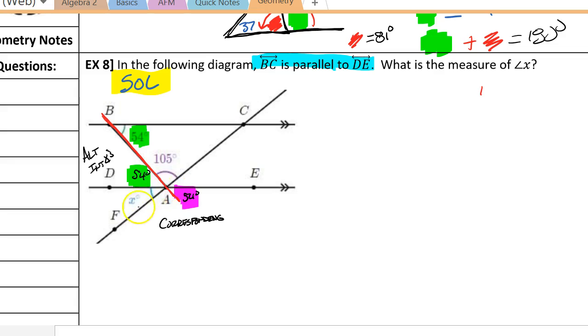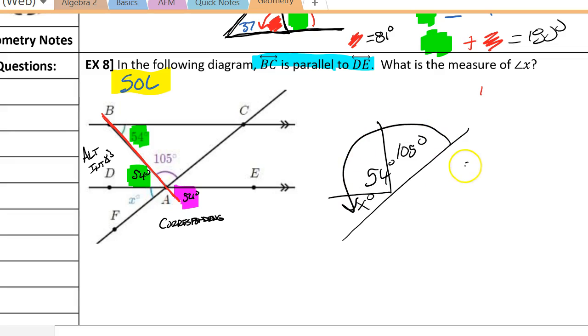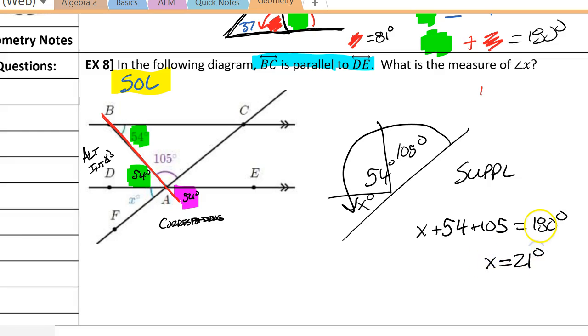Well, zooming in on this situation, I see that I have a straight line with angle x degrees, 54 degrees, and 105 degrees. They are in fact supplementary, meaning that x plus 54 plus 105 equals 180 degrees. So x equals 21 degrees.